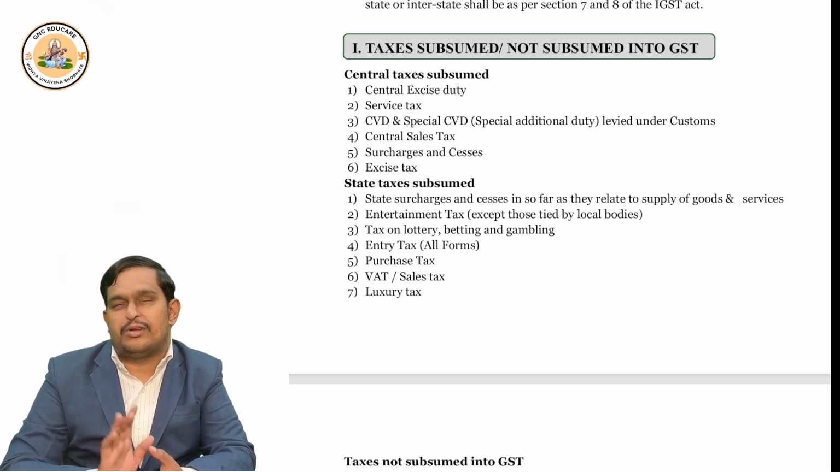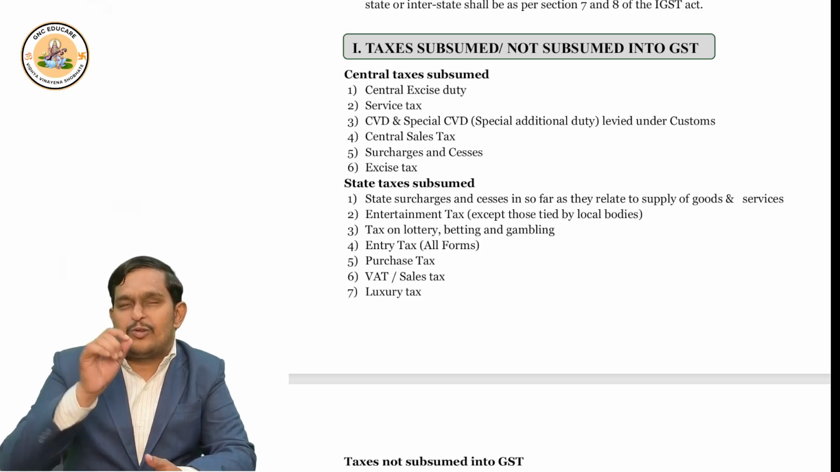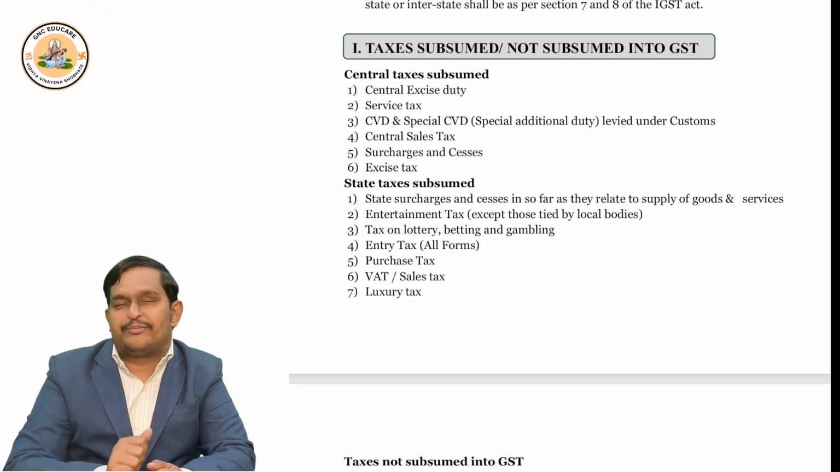State taxes subsumed. In the exam, they may ask you either an MCQ on this for 1 mark, or a very short question for 2 marks maybe: what are the state taxes subsumed under GST? So you should be able to give the list of this. What are the central taxes subsumed? You should be able to give the list.